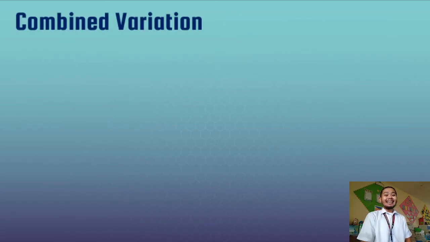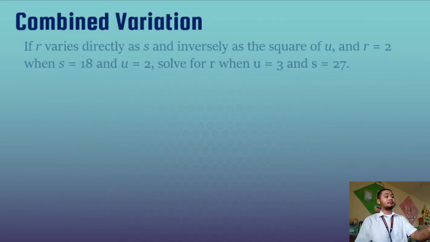Ready ka na? Great! So kapag sinabi natin combined variation, from the word itself, combined, ibig sabihin, pinagsama na dito yung joint variation, yung inverse variation, and yung direct variation. Okay, from the word itself, combined. So yung concept ng pag-solve ng problems that involves combined variation is the same with direct variation, inverse variation, and joint variation. Okay? So let us have the first one.